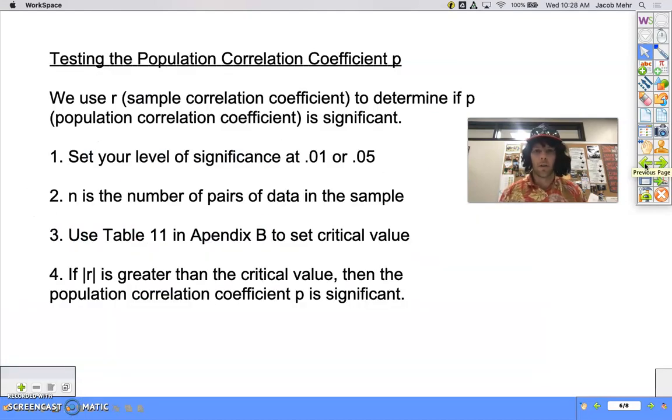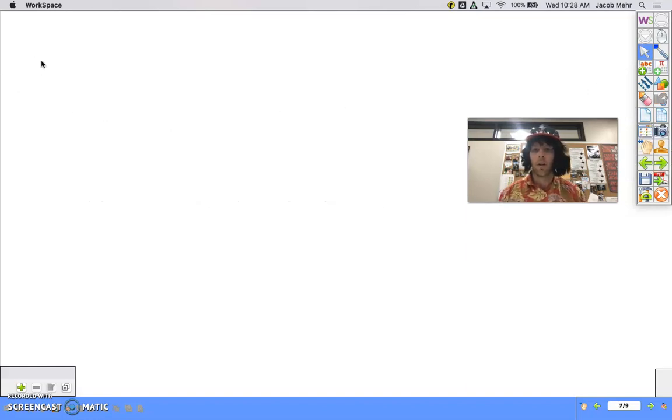Let's calculate right now the correlation coefficient for our chirps and temperature. Not chips. I like chips. Maybe I'll have some chips with lunch today, but chirps.